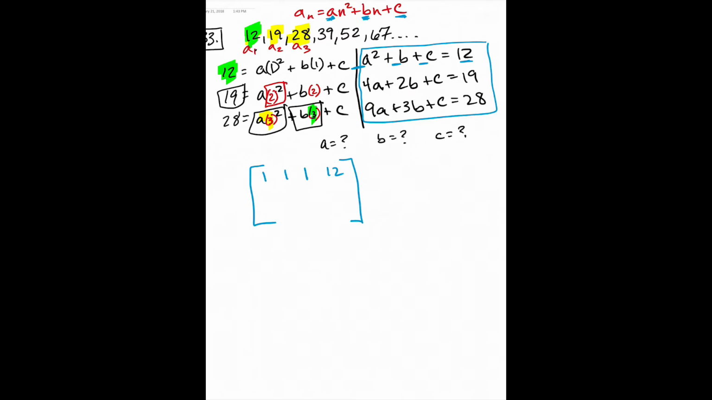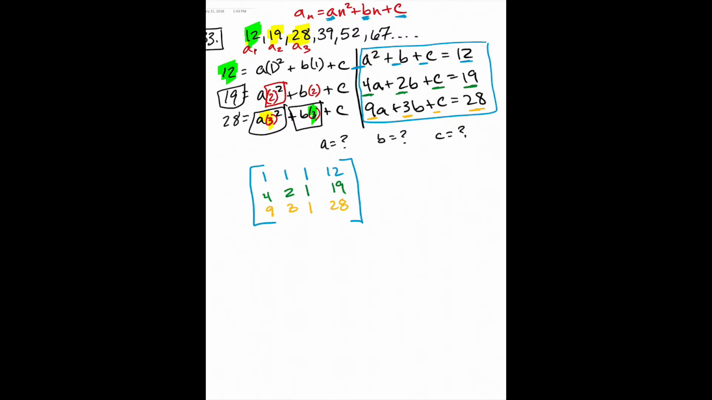And then for my second row, I have a 4, a 2, a 1, and then 19. And then for my third row, I have 9, 3, 1, and 28. And this is my augmented matrix.